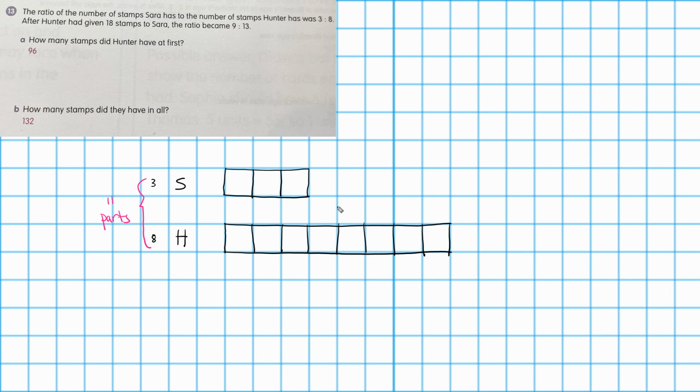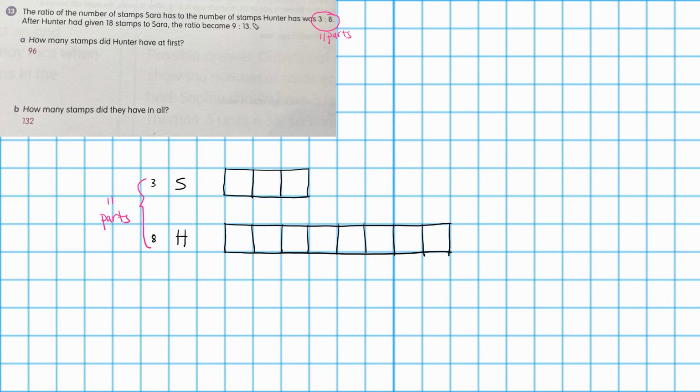And the other thing to note is that nothing comes into this system. The stamps are not given away to someone else outside of Sarah and Hunter. Hunter doesn't get another number of stamps from somewhere else. The number of stamps is going to remain the same. It's just how they are distributed that is changing.